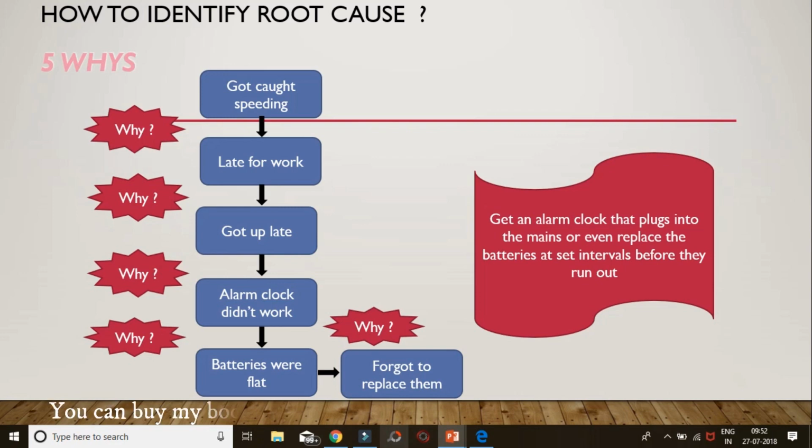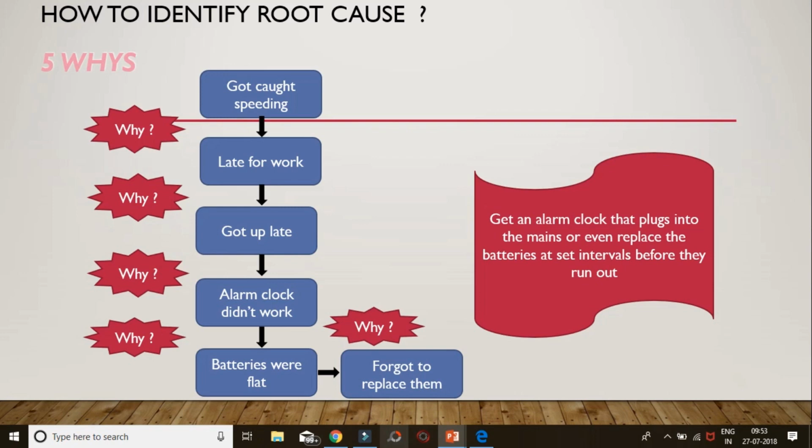This is the final root cause, and now you have to find out the solution to this particular problem. Get an alarm clock that plugs into the mains, or even replace the batteries at set intervals before they run out. While identifying the root cause of a particular problem, you may get to the root cause in the 5th why, in some cases you may get it in the 3rd why, or in some cases in the 7th why. But the thumb rule says that 95% of the times you will get it in the 5th why, and that is why this term 5 why analysis is used. Otherwise it is also known as why analysis.